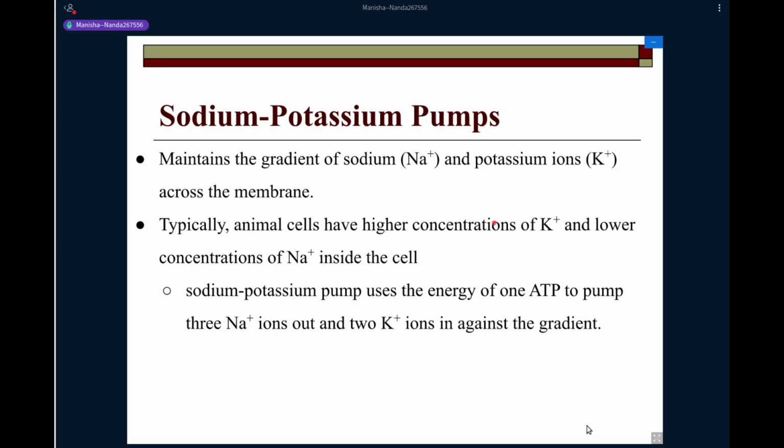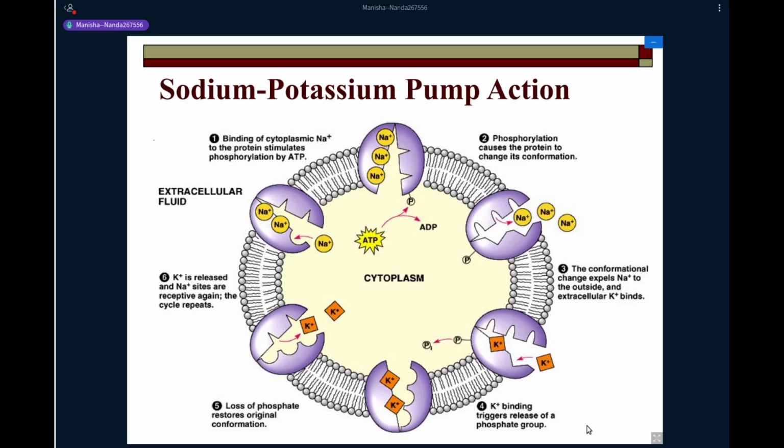So the sodium potassium pump maintains the gradients of sodium and potassium ions across the membrane. Typically, animal cells have higher concentrations of potassium and lower concentrations of sodium inside the cell. So the sodium potassium pump uses the energy of 1 ATP to pump 3 sodium ions out and 2 potassium ions in against the gradient. Now we'll see how this pump works with the help of this diagram. Is this diagram visible to all of you?